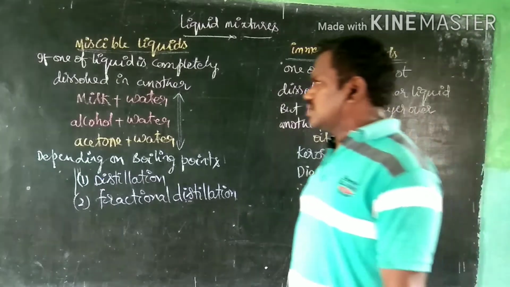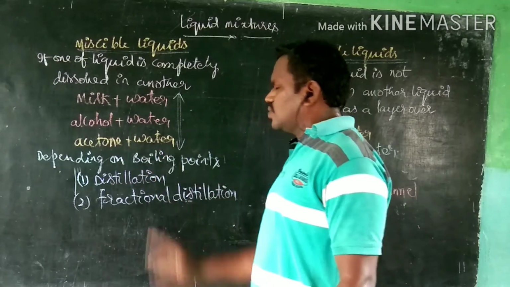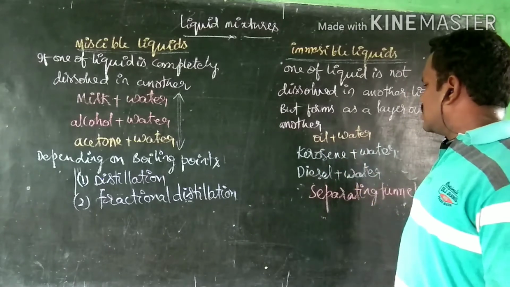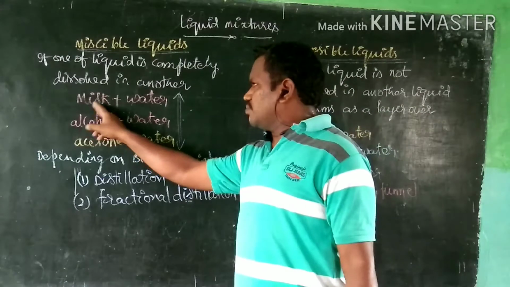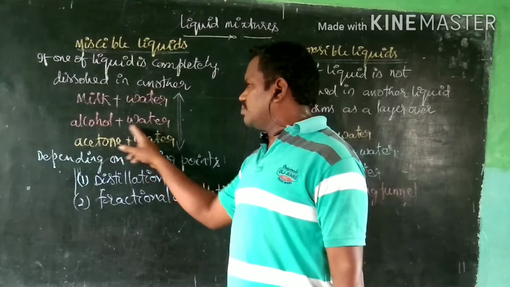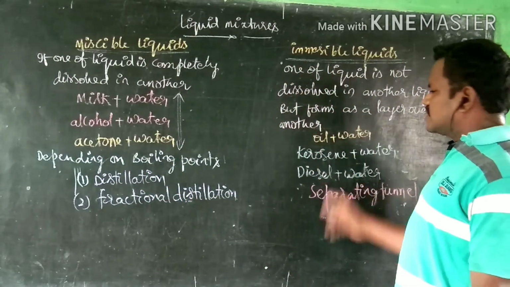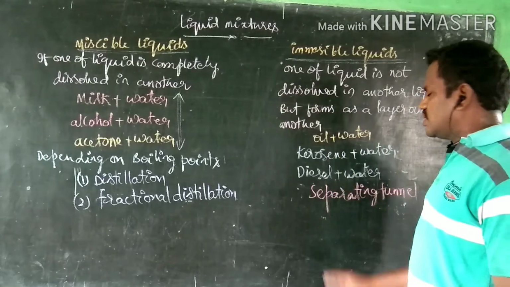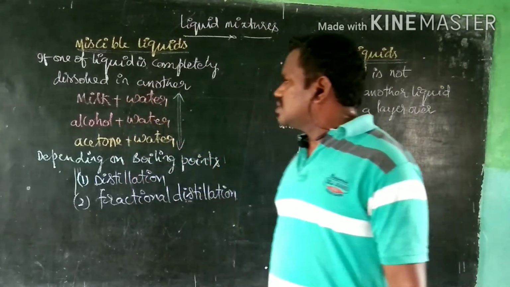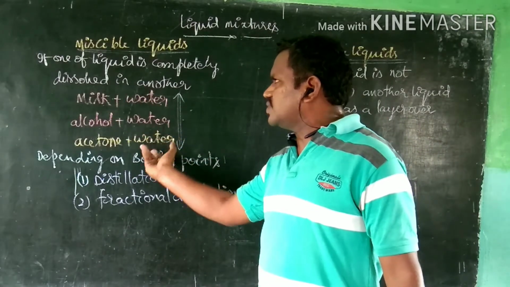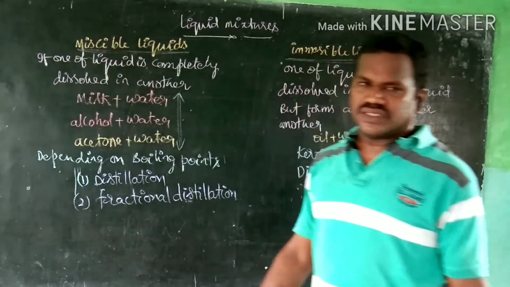Observe the examples I wrote on the board: milk and water, alcohol and water, acetone and water, oil and water, kerosene and water, diesel and water. Milk completely mixes with water, alcohol completely mixes with water, acetone completely mixes with water. Oil does not mix with water, kerosene does not mix with water, diesel does not mix with water. See, in these examples, one of the liquids is completely dissolved in the other liquid. Such liquids are called miscible liquids.